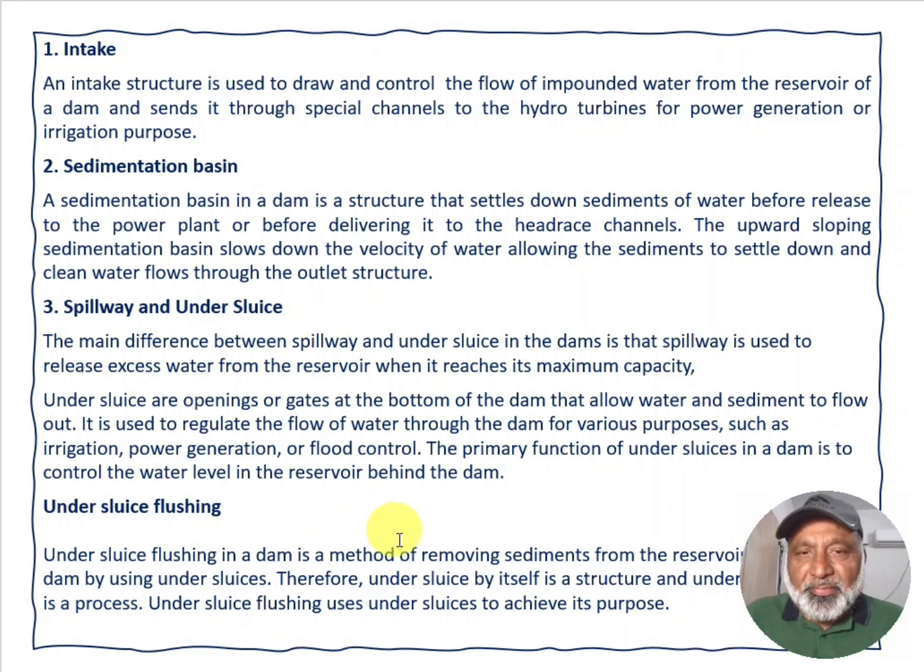Undersluice flushing. What is undersluice flushing? Undersluice flushing in a dam is a method of removing sediments from the reservoir behind the dam by using undersluice. Therefore, undersluice by itself is a structure, and undersluice flushing is a process. Undersluice flushing uses undersluices to achieve its purposes.